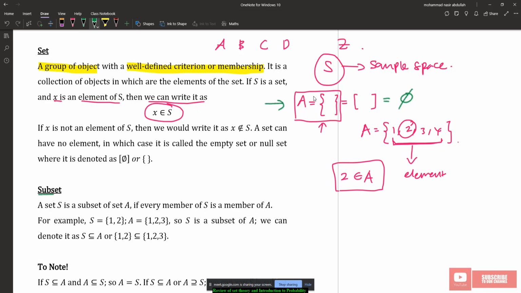Let's look at subset. A set A is a subset of set S if every member of A is a member of S. Say you roll a die. All possible outcomes in a die are 1, 2, 3, 4, 5, and 6. As I mentioned, sample space means all possible outcomes in one experiment. If you toss a coin, all possible outcomes are head or tail, just two. If you roll a die, all possible outcomes are 1, 2, 3, 4, 5, 6.